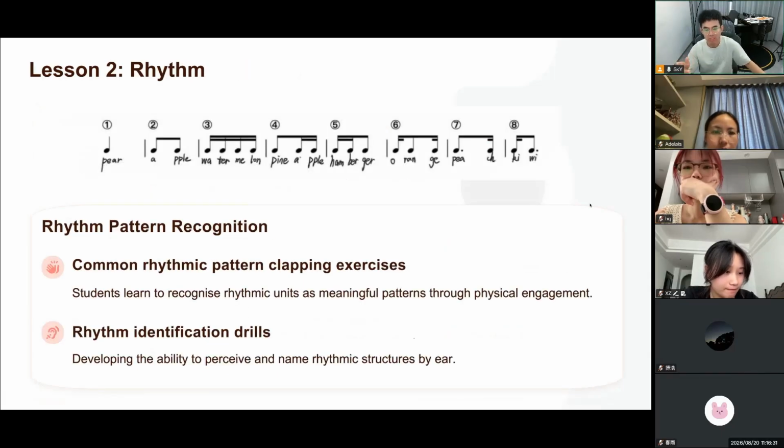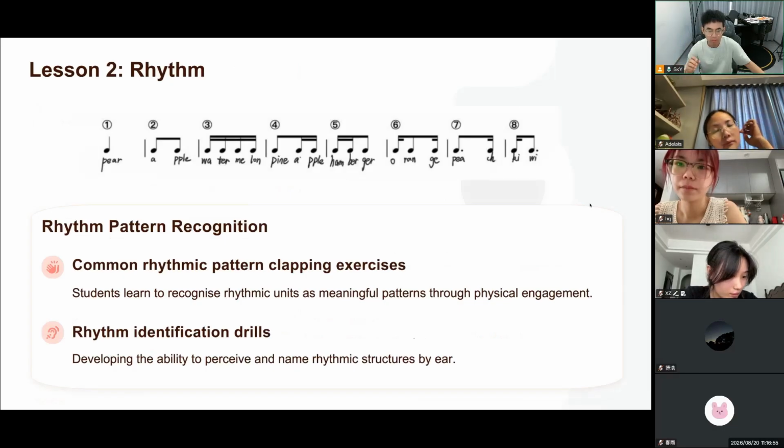Lesson 2, Rhythm. Rhythm pattern recognition. In this lesson, we focus on rhythm patterns. From my teaching, I find that many students read music slowly, not because they don't know rhythm, but because they count the duration of every single note as they read.